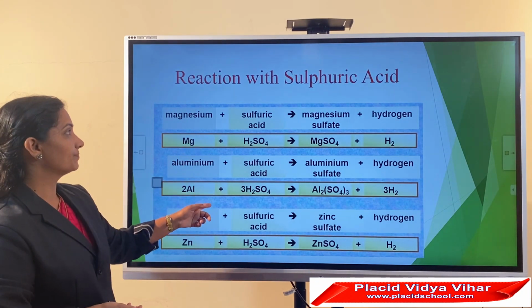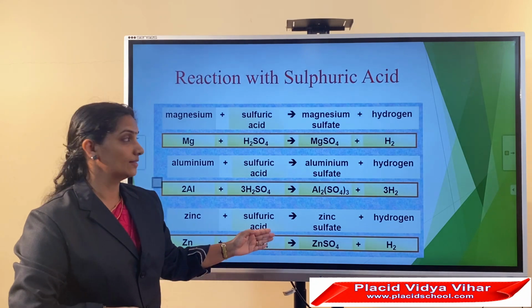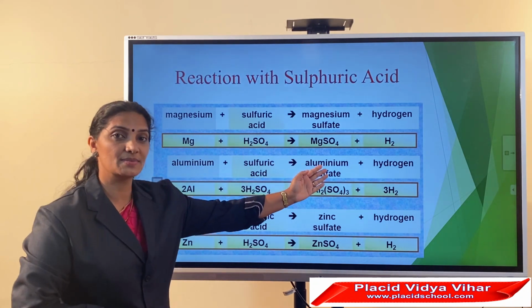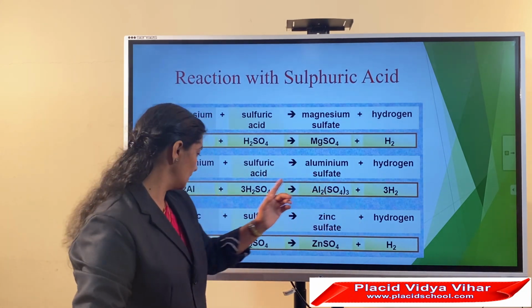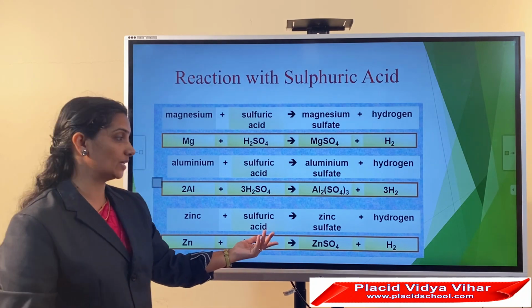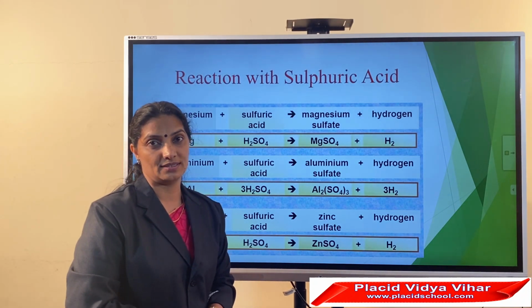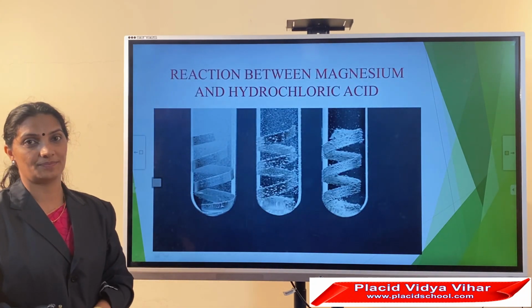See the reaction of certain metals with sulfuric acid. Magnesium sulfate is formed. When aluminium reacts, aluminium sulfate is formed. Zinc, when it reacts with sulfuric acid, we get zinc sulfate. Observe the reaction taking place in these cases.